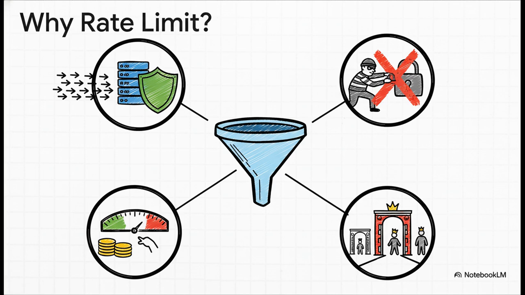You use it to boost your security against things like brute force password guessing. In the cloud world, it's absolutely essential for controlling costs, so a sudden traffic spike doesn't result in a massive bill. And you can even use it to enforce business rules, like creating free and paid tiers for your API.